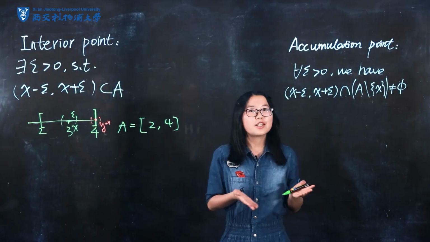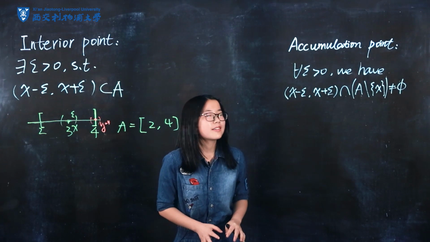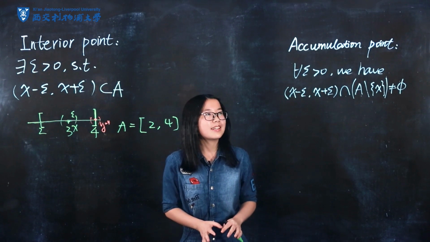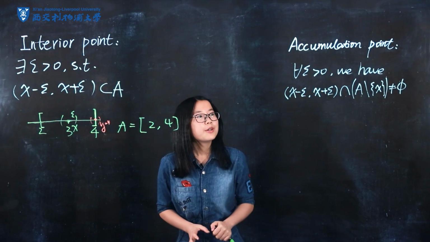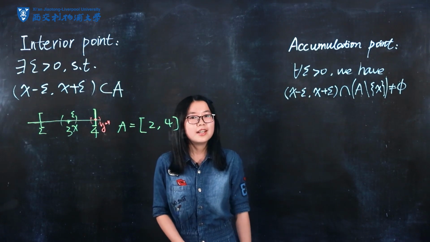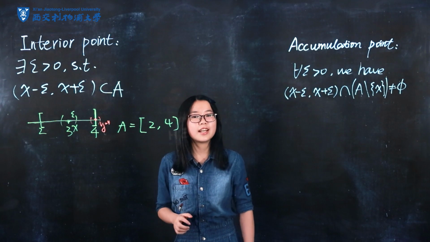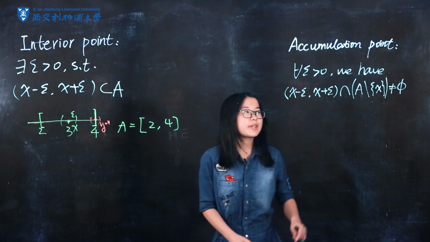So what is an accumulation point? An accumulation point is defined like this: for any epsilon larger than 0, we always have (x minus epsilon, x plus epsilon) intersect (A minus x) is not an empty set. Let me give you some examples.